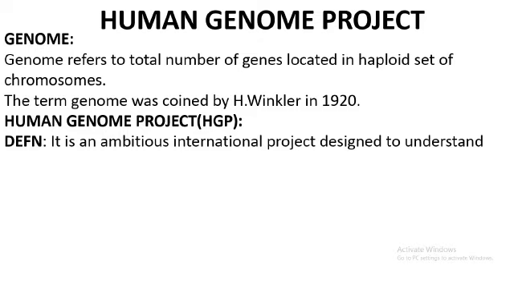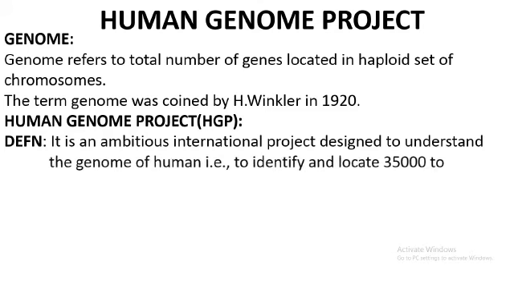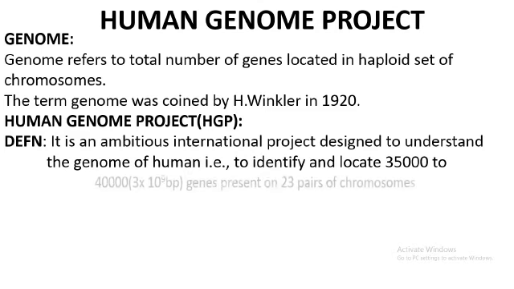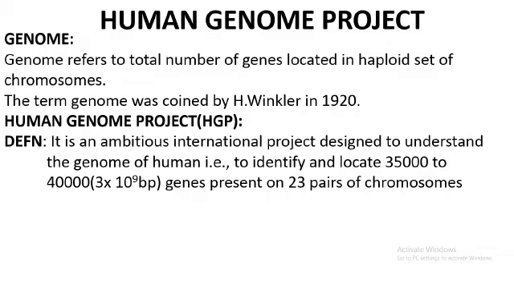It is an ambitious international project designed to understand the genome of a human, that is, to identify and locate 35,000 to 40,000 genes, or you can tell 3 into 10 to the power 9 base pairs present on 23 pairs of chromosome. Even though we say genome is genes present in 23 chromosomes, when we know 23 in a human being, the next 23 chromosomes will also be known. So therefore, we say it is 23 pairs of chromosomes.